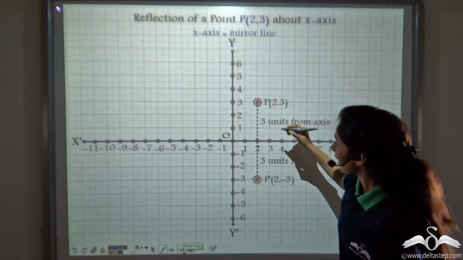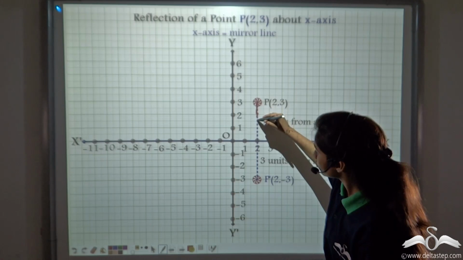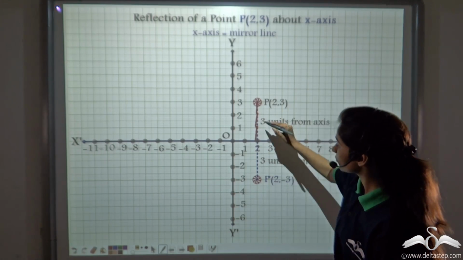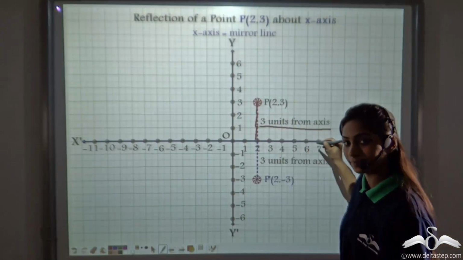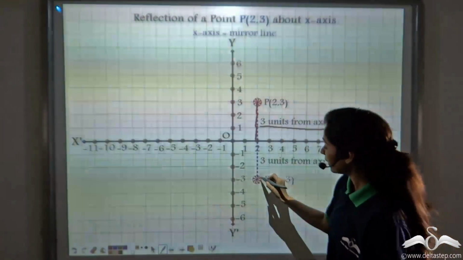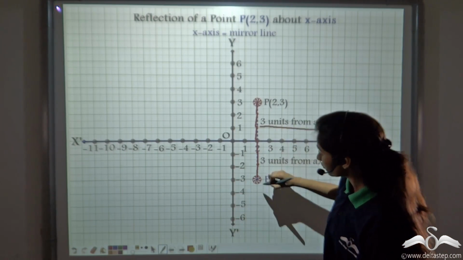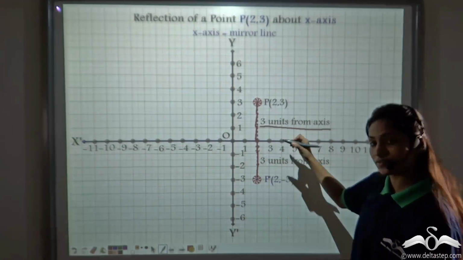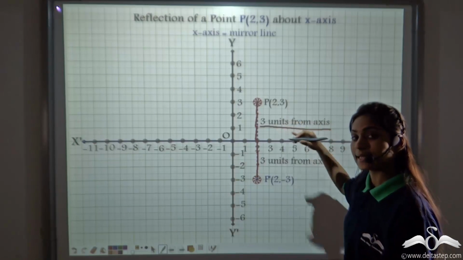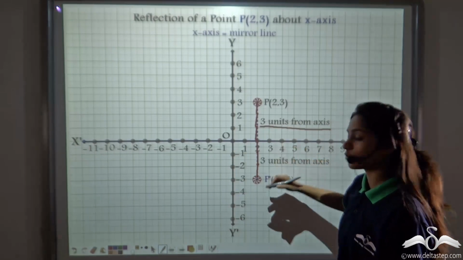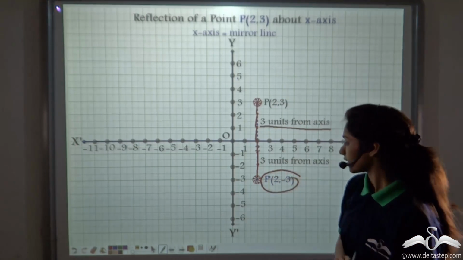Well, you can see that the point P is 1, 2, 3, that is 3 units from the X-axis, or 3 units from the mirror line. In the same way, the image is 1, 2, 3, that is 3 units from the X-axis, 3 units from the mirror line. We know that the distance of the object from the mirror line is the same as the distance from the mirror to the image. So we got the reflection of P as P dash.